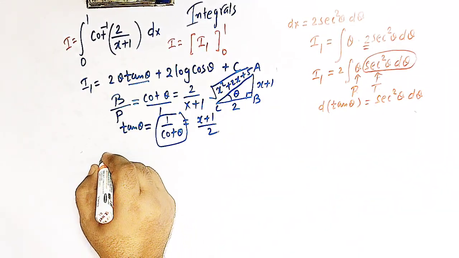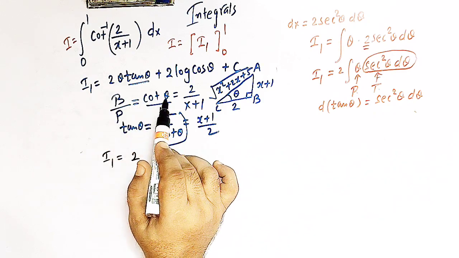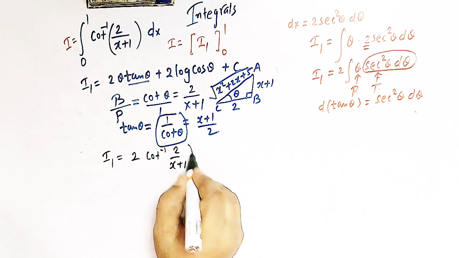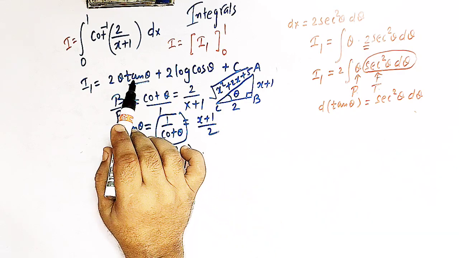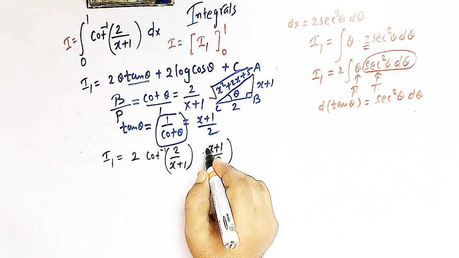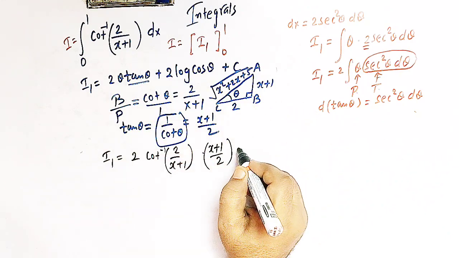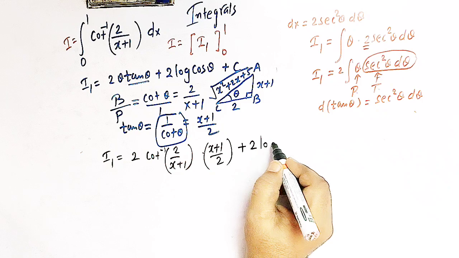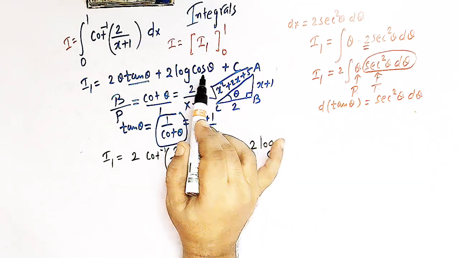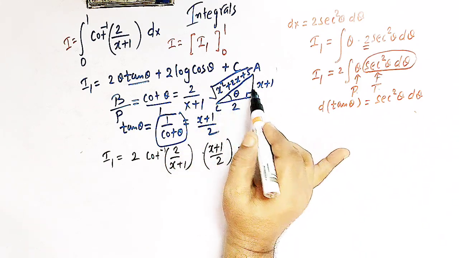So now I1 can be written as 2, and then we have theta. Now theta is cot inverse 2 over x plus 1, and then we have tan theta. So tan theta is x plus 1 over 2, right? So now we are converting this expression in terms of x, and here we have 2 times the log of cosine theta, and to get the value of cos theta in terms of x, we can make use of this right angled triangle.